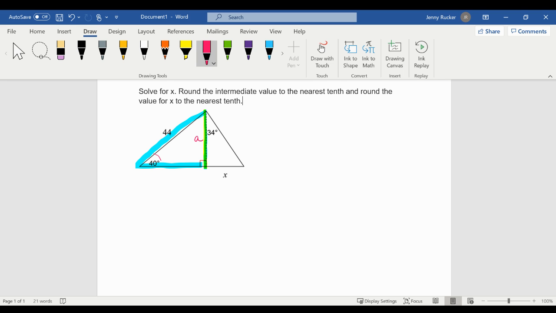So if I use the 40-degree angle, A is the opposite and 44 is the hypotenuse, so I will use sine. Sine of 40 is equal to the opposite, which is A, over the hypotenuse, which is 44. We'll cross multiply. 44 sine of 40 is equal to A.